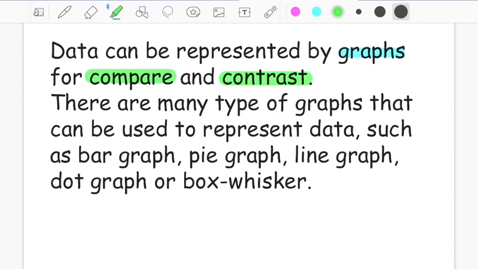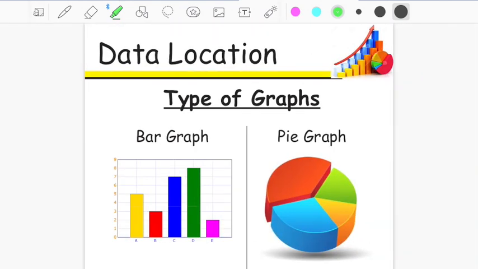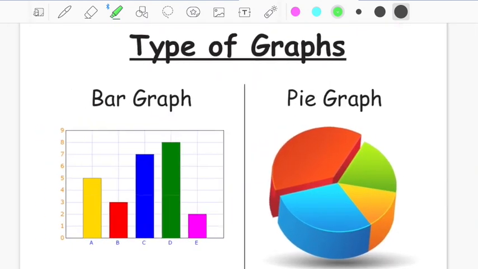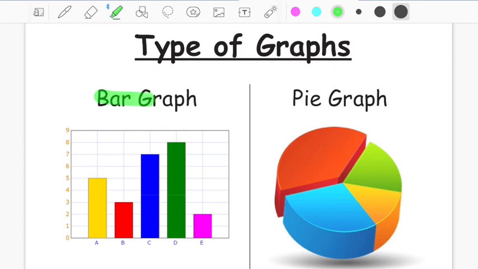Now there are so many types of graph. You can have a bar graph, pie graph, line graph, dot graph, or box and whisker. Now, how do you know which graph to use and when to use it? Let's see. Now you see we have so many types of graph. These are called bar graphs.